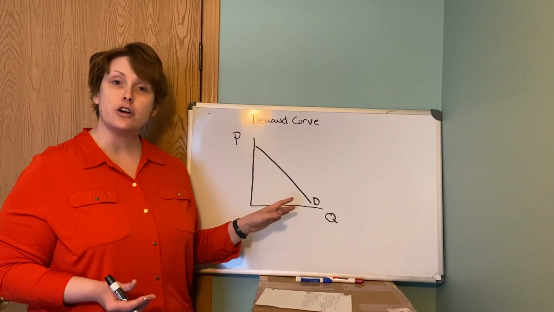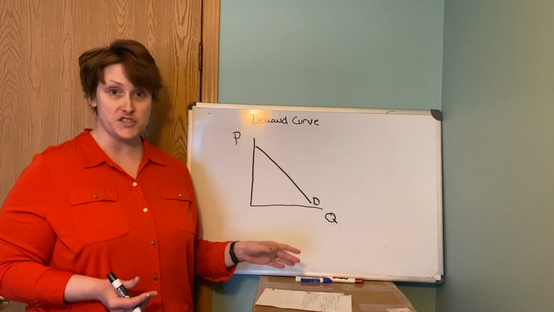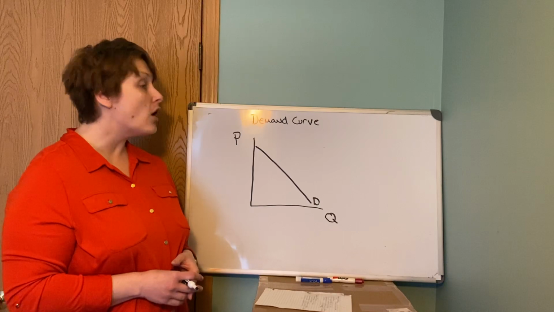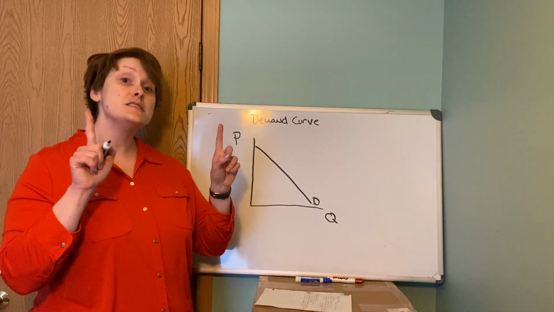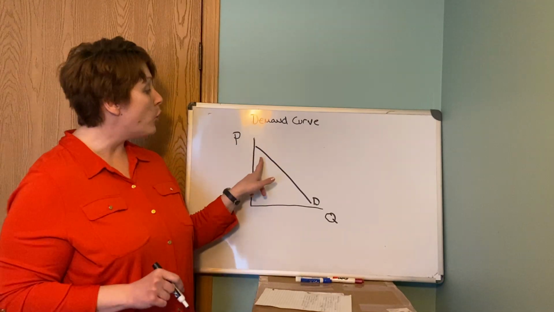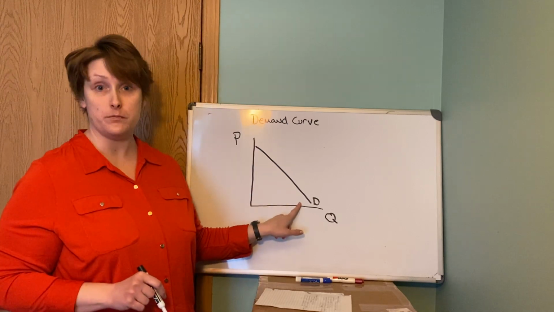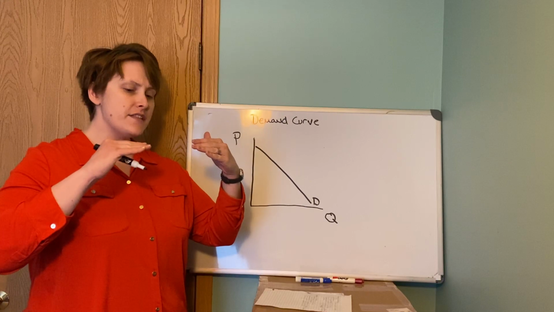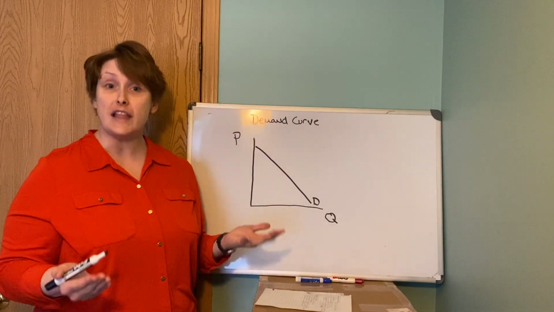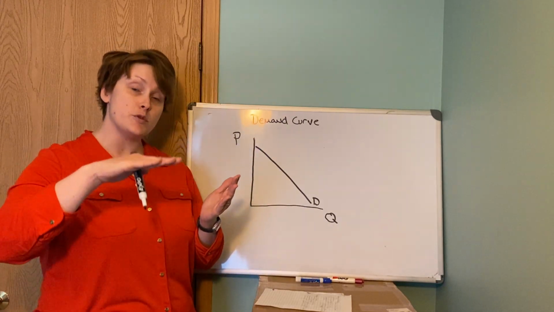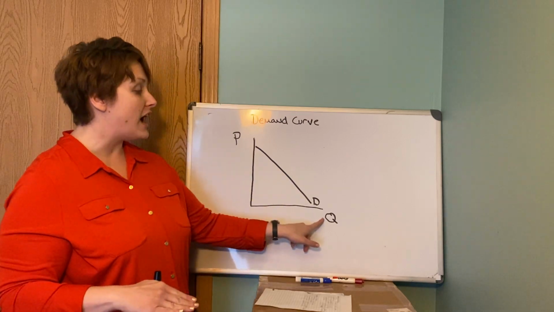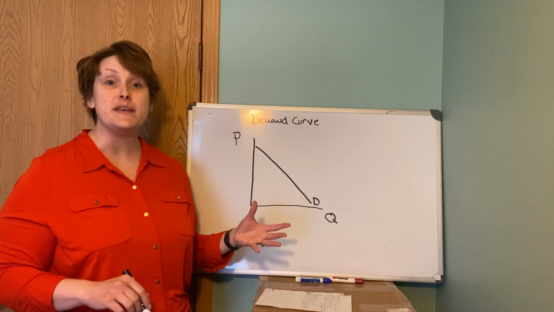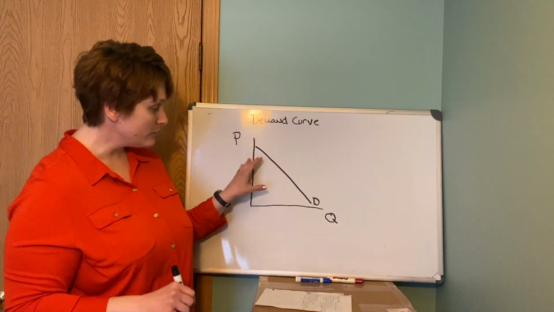Now, the demand curve is always going to be downward sloping, and that's because of the law of demand. The law of demand states that as prices increase, quantity demanded goes down, which makes sense because things that are higher priced, we want less of. When we have sales, when our price drops lower, we want a higher quantity. So it makes sense that this would be a downward sloping graph.